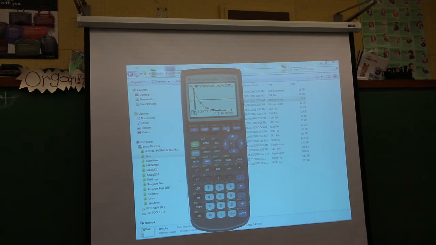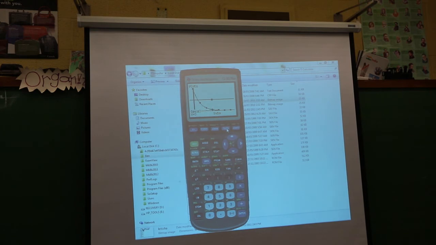intersect. Do I want Y4 to be my first curve? Yes. Do I want Y5 to be my second curve? Yes. Is that a good enough guess? Sure it is, but if you don't feel comfortable, you can bring it right over there and go boom. And the answer is the half-life is about 0.68 hours. Right? Yeah, that's true.